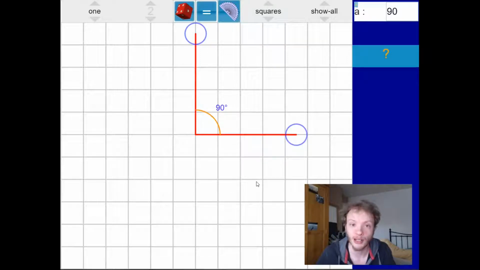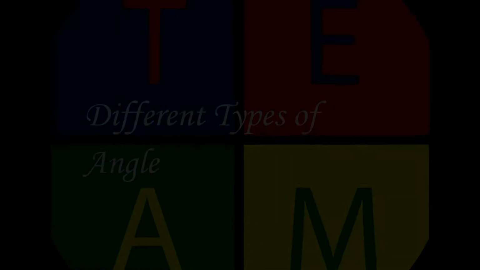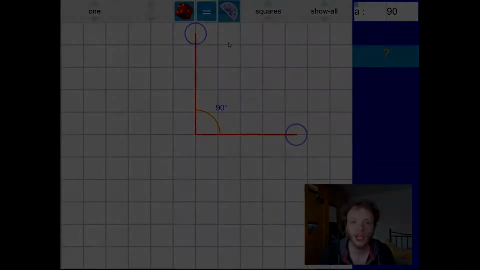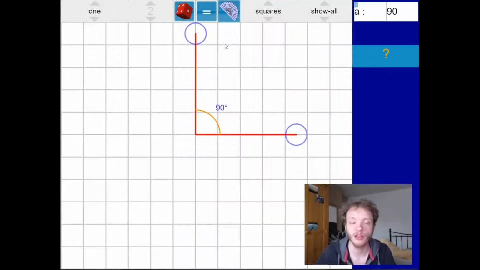Let's have a look at some types of angle. In your work today, you're going to focus on 3 different types of angles. I'm going to talk through each, and I'm going to talk about 2 other kinds of angles as well. The first kind of angle we're going to talk about is an acute angle.